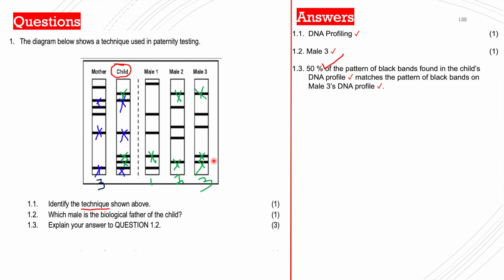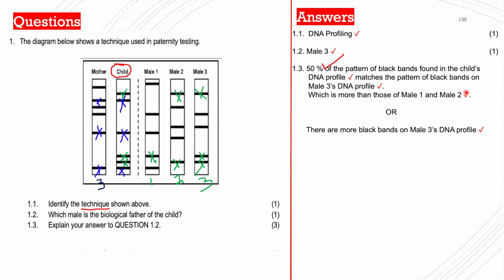That's how you're supposed to answer this question, by referring to the pattern of black bands, not the DNA. Which is more than male 1 and male 2's matches? Okay, so we have 1, 2, 3, 4 marks. However, the question is out of 3 marks. Therefore, any 3 of these would suffice.